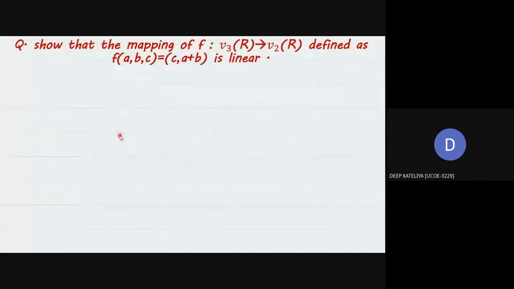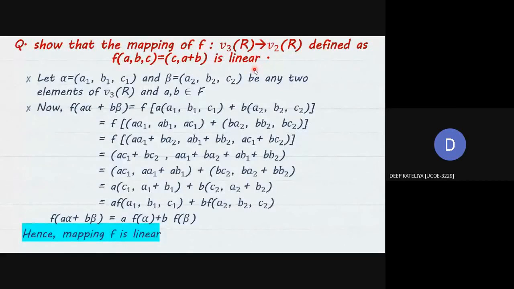Let's see another example of whether a mapping is linear or not. The question is given as: show that the mapping f from V3(R) to V2(R) defined as f(a, b, c) is equal to (c, a plus b) is linear. So let's see the solution. Let alpha be equal to (a1, b1, c1) and beta be equal to (a2, b2, c2), any two elements of V3(R), and a, b belong to F. Now we know f(a alpha plus b beta). Now we will substitute the values of alpha and beta in the equation.